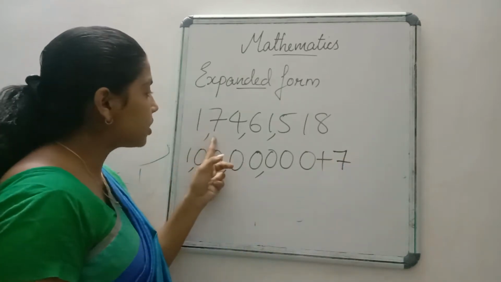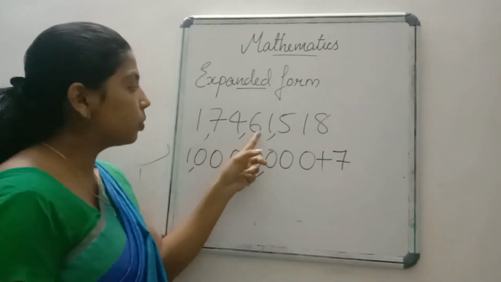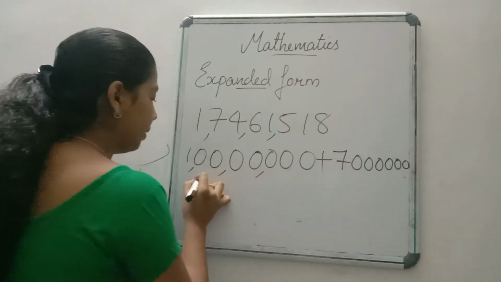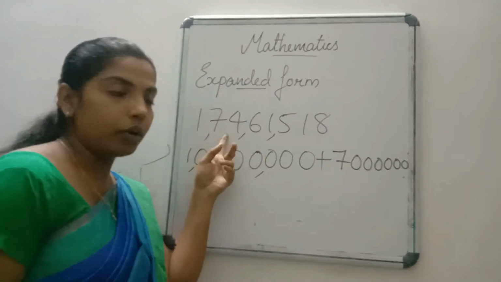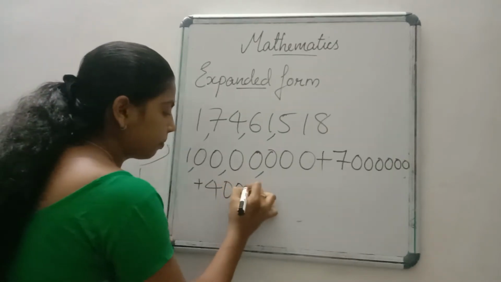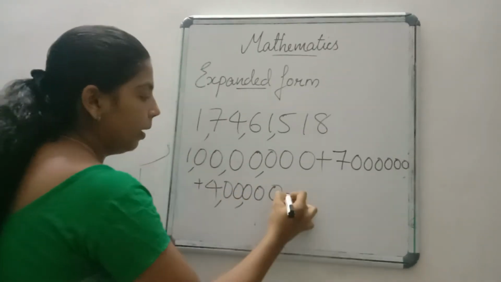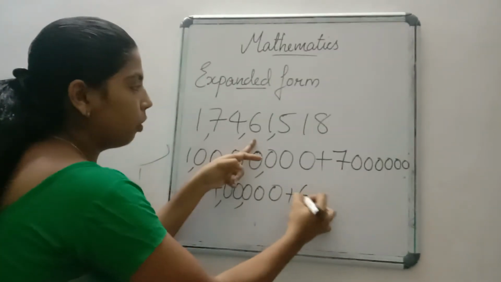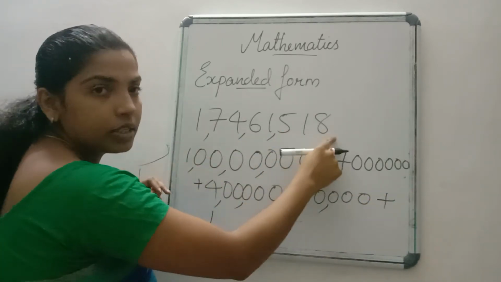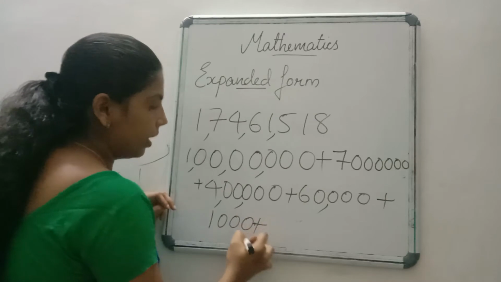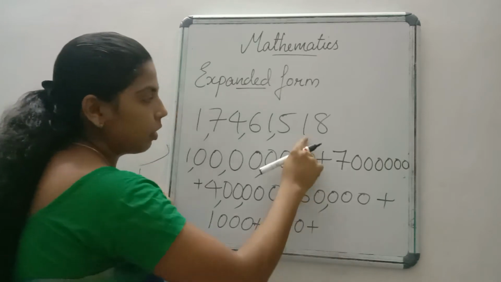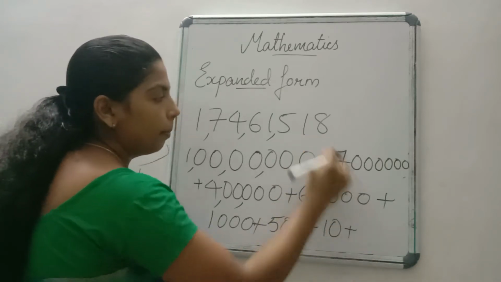The next number is 7. Place value of 7 is, after 7 how many zeros should be there? 1, 2, 3, 4, 5, 6. Again plus sign. The next number is 4. Write that 4 followed by how many zeros? 5 zeros. Plus the next number is 6 followed by 4 zeros. Plus 1 followed by how many zeros? 3 zeros. Plus 5 followed by how many zeros? 2 zeros. Plus 1 followed by 1 zero, plus 8.